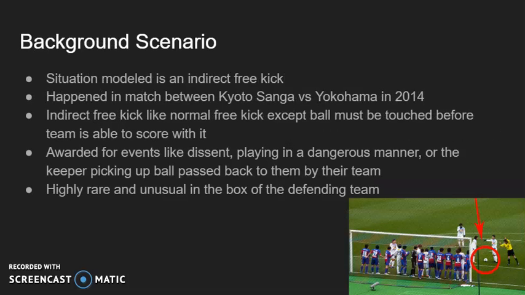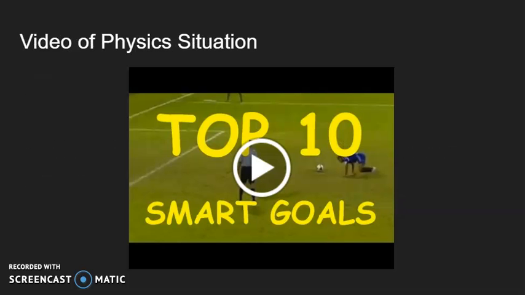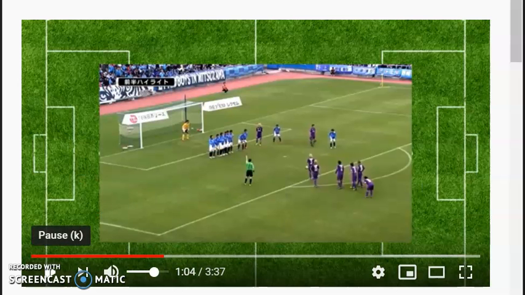The situation I've chosen to model is an indirect free kick, which is like a normal free kick, but the ball must be touched before the attacking team is able to score with it. It's awarded for things like dissent, playing in a dangerous manner, or the keeper picking up the ball passed back to them by their own team. They're highly rare and unusual in the box of the defending team. So here is the free kick which I have chosen.